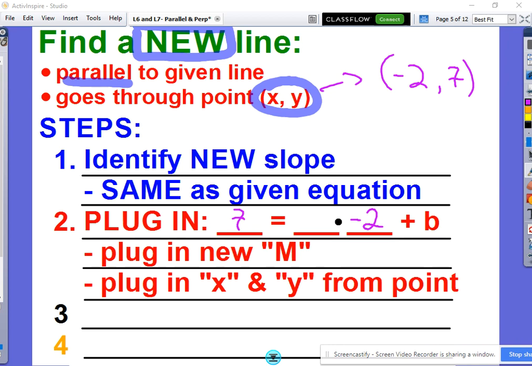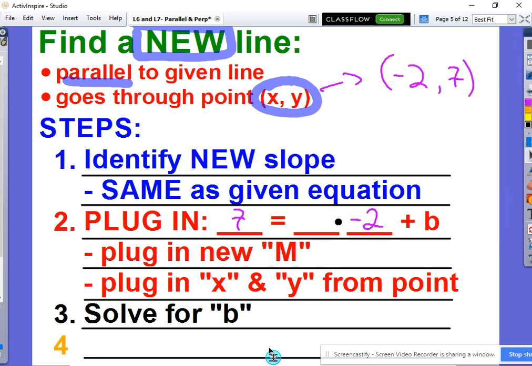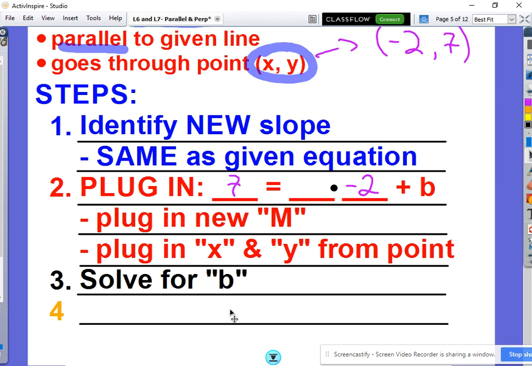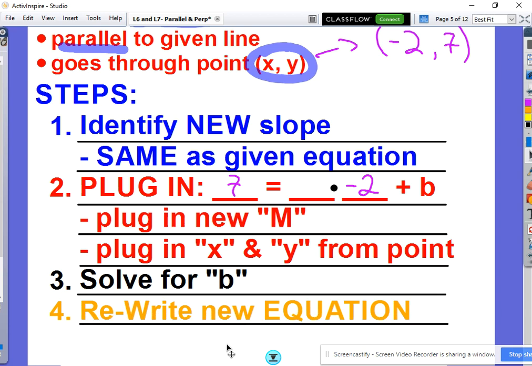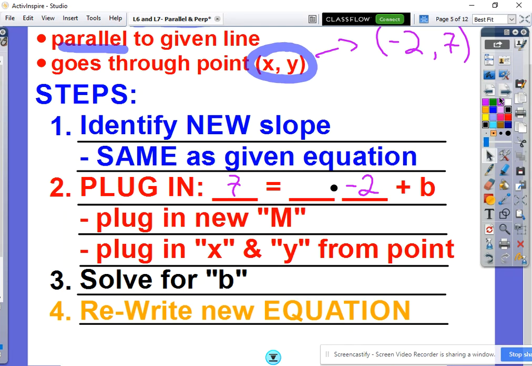Okay? Step three is now to simplify and solve for b. So you would need to solve that blank equals blank times blank plus b for b. Figure out what that b value equals. We've been practicing that for a couple days now, so I'm hoping you're getting better at it. And then last but not least, your last step is to rewrite the equation. So you now have your new m and you have your new b. You rewrite your equation, and that's going to be the equation of the line that's parallel and going through the point provided. Okay, so press pause on the screen if you need to catch up on your steps and make sure you're good to go. We'll try some practice problems here in just a second.